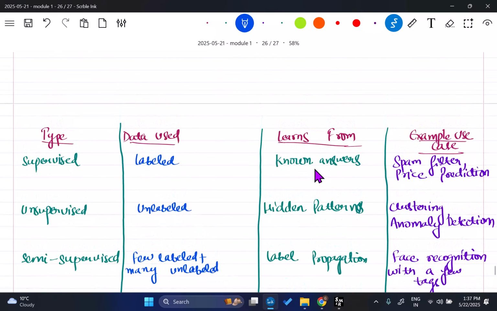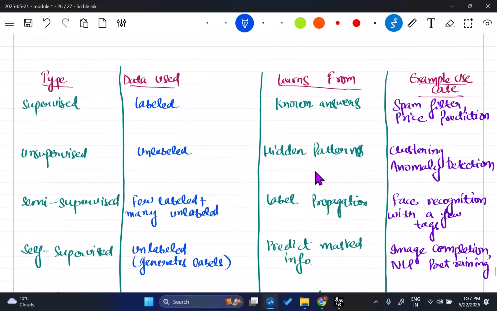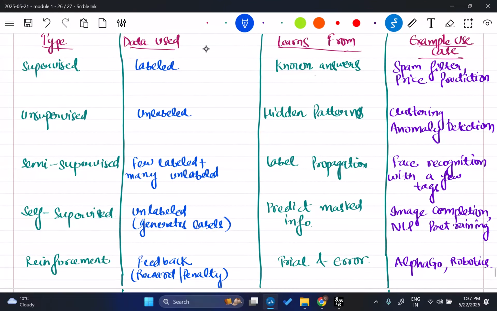In the last part, I have created a tabular comparison just to keep things very simple for revision. Supervised is labeled data where the answers are known. Applications are spam filters and price prediction for cars and houses. Unsupervised, the data is unlabeled, and the model needs to find the hidden patterns. Application areas are clustering, anomaly detection, dimensionality reduction, and association rules. All those we have discussed.